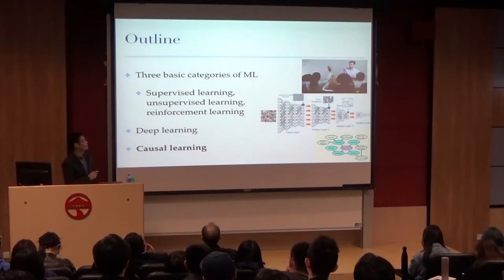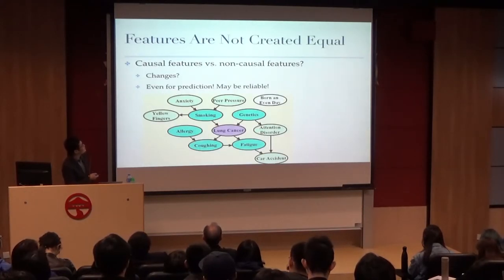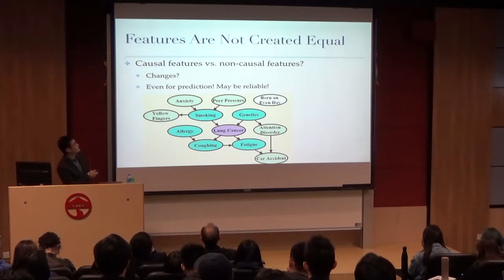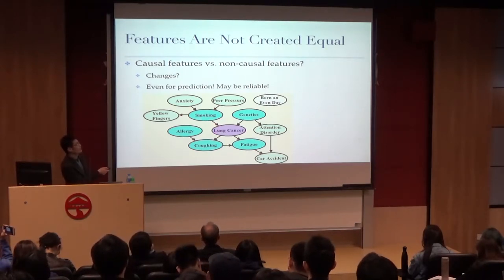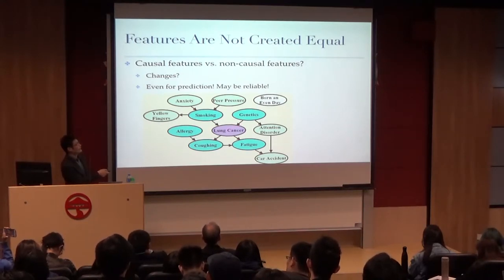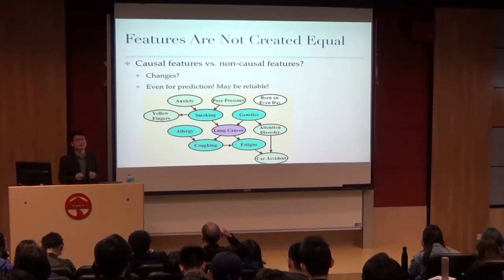Okay, finally, let me spend 10 minutes on causal learning. First of all, you can see here, I gave a causal picture. It's a synthetic causal picture. We have different features or different things to describe the scenario. Here is the lung cancer. You can see smoking is the cause of lung cancer. By this, I mean the cause. And genetics is also a cause of lung cancer. And lung cancer causes coughing and so on. So from this picture, you can really see the relationships between different features.